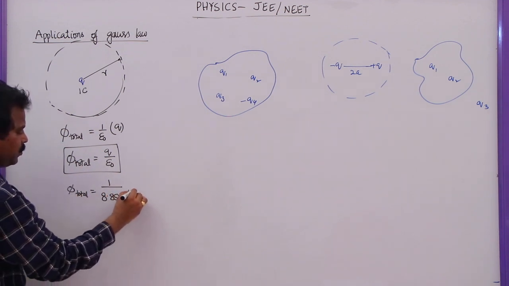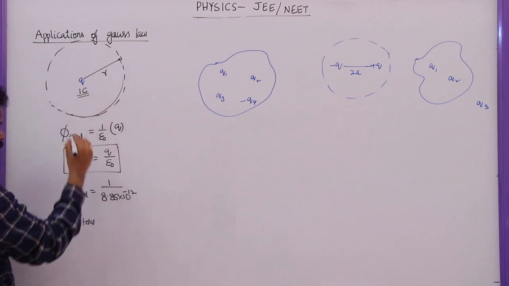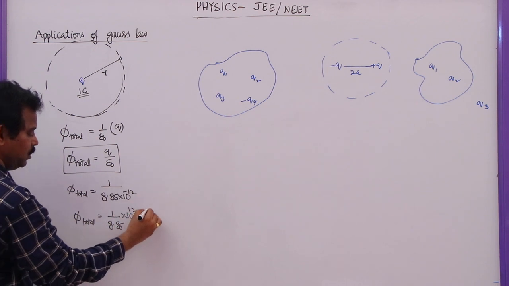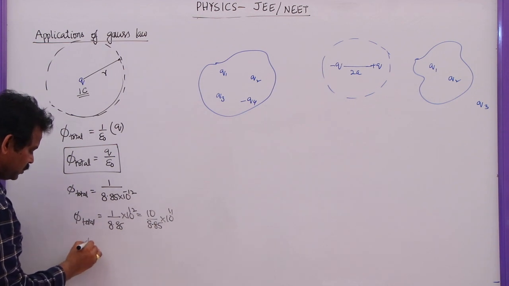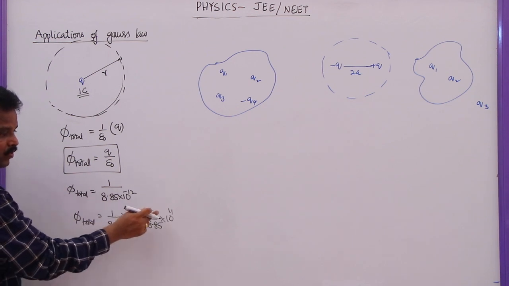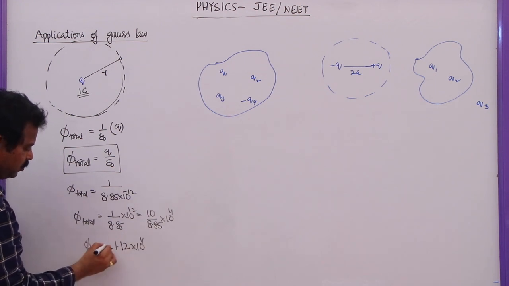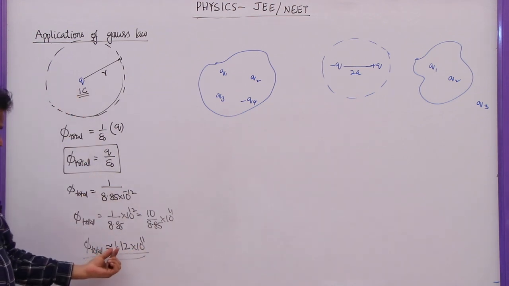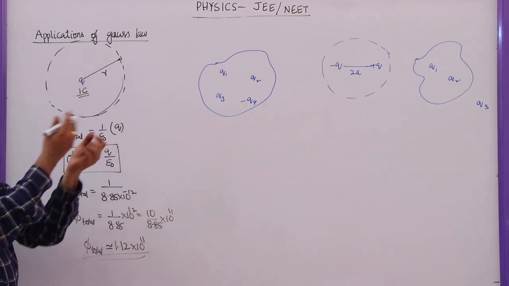8.85 into 10 power minus 12. So we can write the total flux through this closed Gaussian surface due to this 1 coulomb charge is given by 1 by 8.85 into 10 power minus 12, or 10 by 8.85 into 10 power minus 11. So this is nearly 10 by nearly 9, so this will be 1.1, or more precisely 1.12, into 10 power 11. I am not writing the exact value, just the nearest value. What is the meaning of this? Due to 1 coulomb charge, 1.12 into 10 power 11 field lines will pass through the closed Gaussian surface.